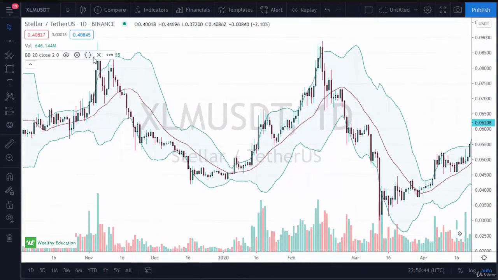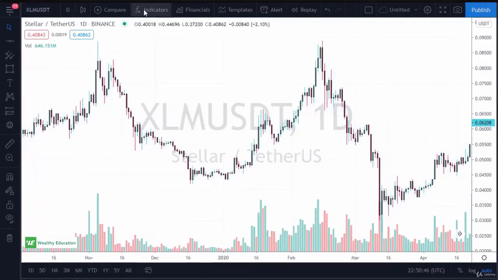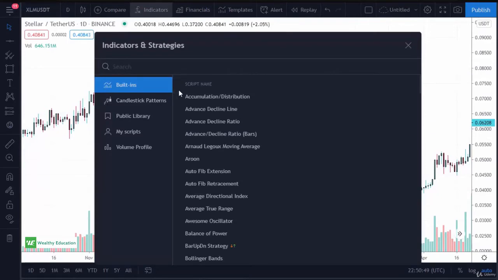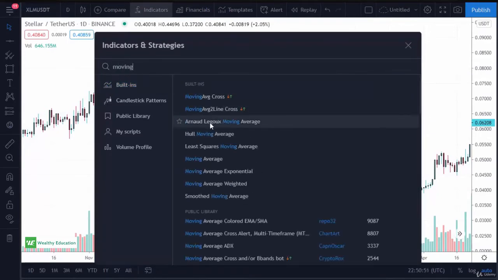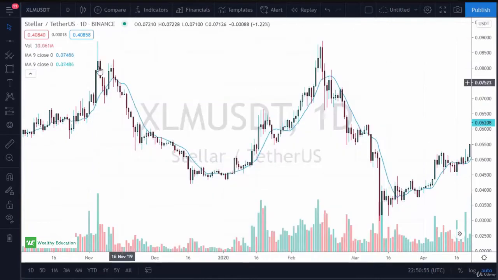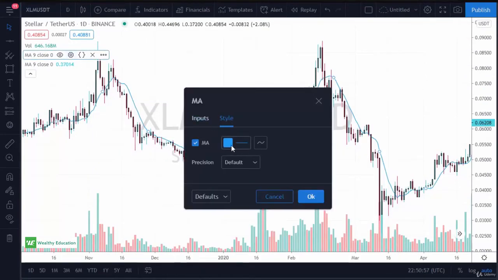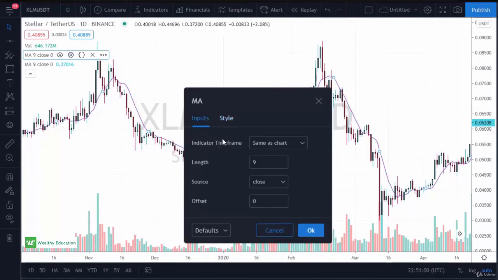So let me get rid of the Bollinger Band, and I will put simple moving averages for now. And let's make this a red 50.